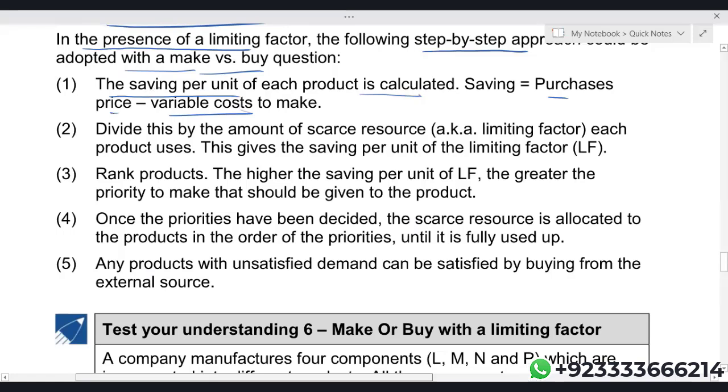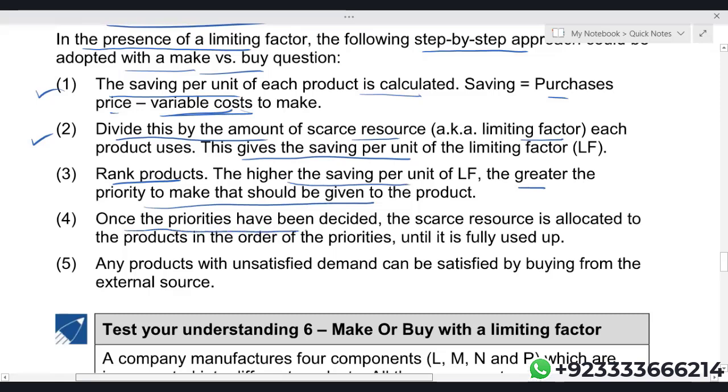Step 1, the saving per unit of each product is calculated. How will you calculate the saving? Purchase price minus variable cost to make. Second, divide this by the amount of scarce resources, meaning limiting factor. This gives the saving per unit of limiting factor. Fine. Third, rank the products. The product which has the highest saving per limiting factor will be manufactured first. The higher the saving per limiting factor, the greater the priority to make that product.